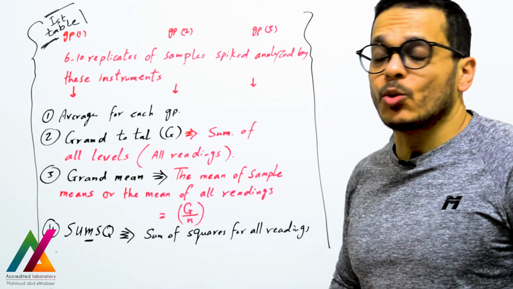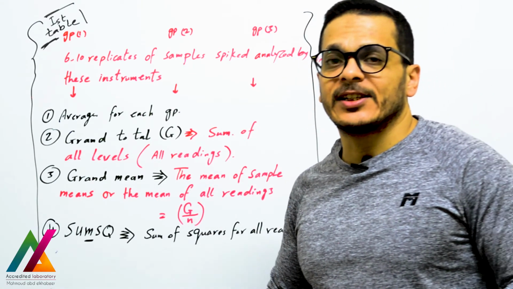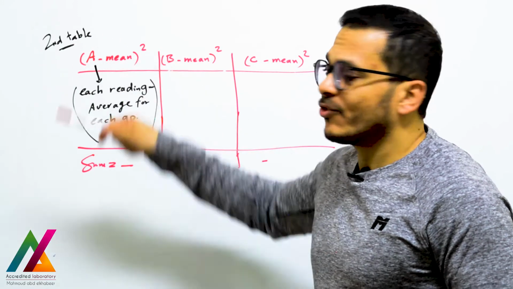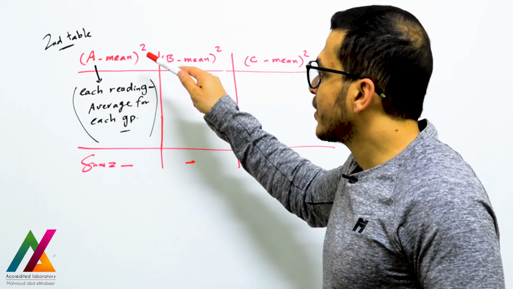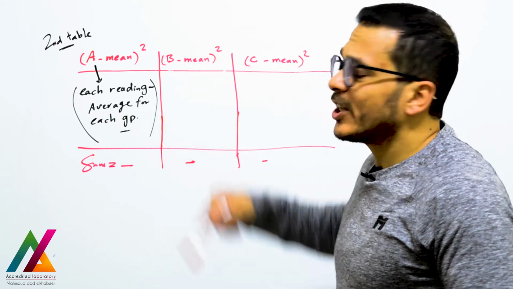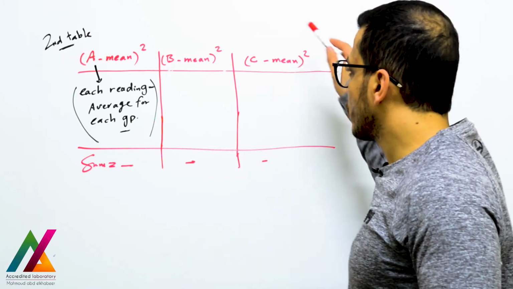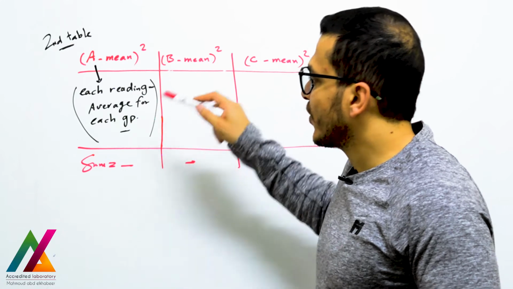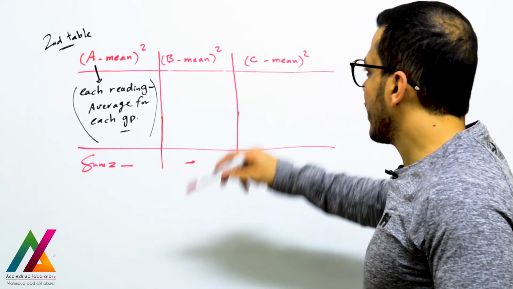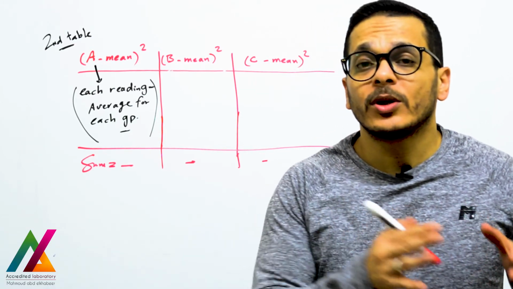Then you will calculate the sum of squares for all readings, and that you will see in the Excel sheet. That was the first table, and in the second table you will have A, or each reading in group A minus the mean of group A that we calculated already in table 1, and B, or each reading in group B minus the average calculated in table 1 for group B, and also the same for group C. So you will calculate each reading minus the average for each group, squared. Then you will calculate the summation for each one of them, and you will understand exactly how to calculate when we prepare our Excel sheet.